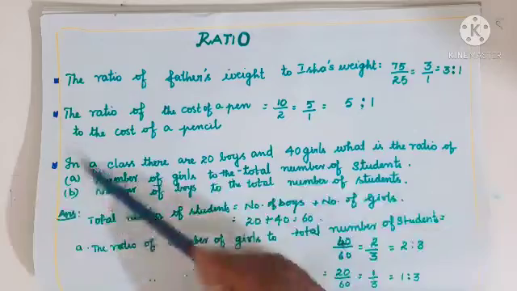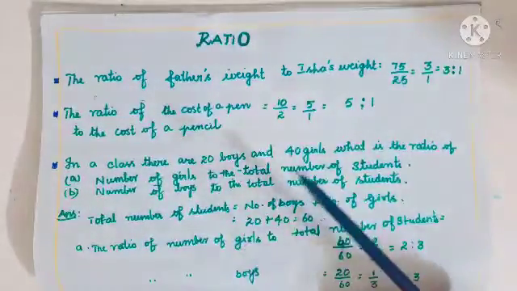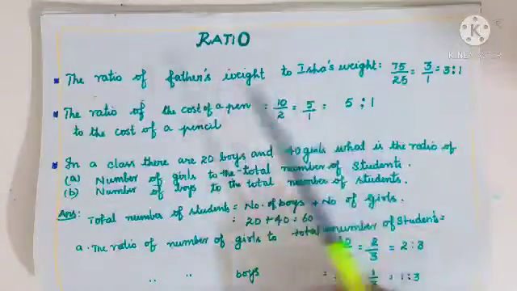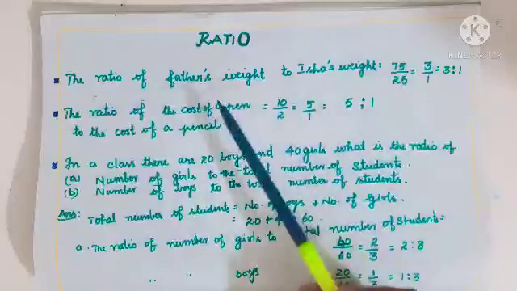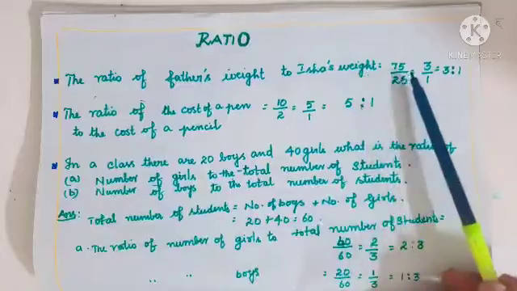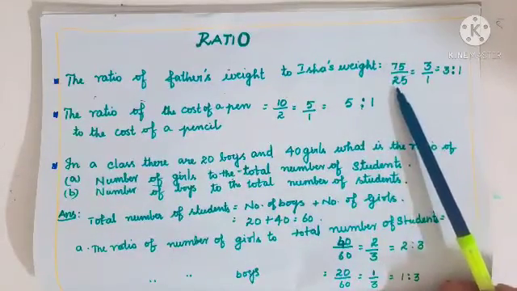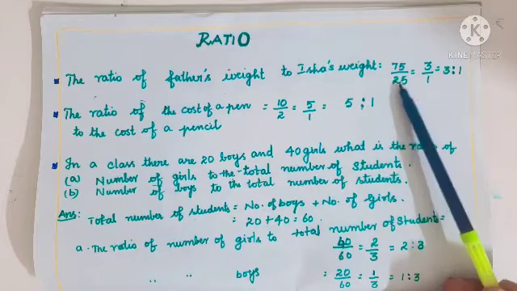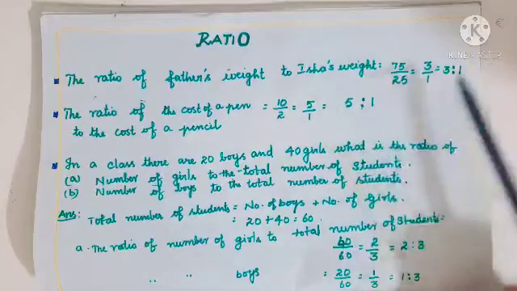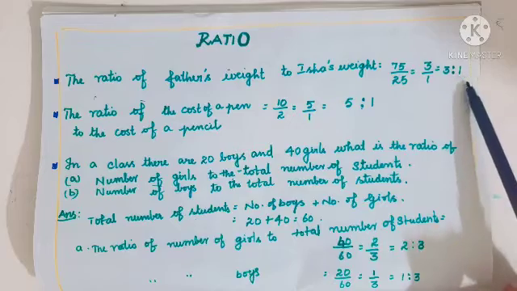So the ratio of the father's weight to Isha's weight. We are going to compare the weight of two persons. Comparing two things is a ratio. The father's weight is 75 and Isha's weight is 25. So 25 one time and 25 three times. So the ratio is 3 is to 1. Can you get me? Yes.